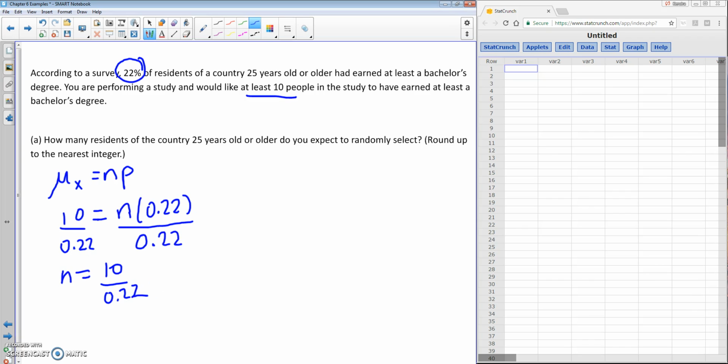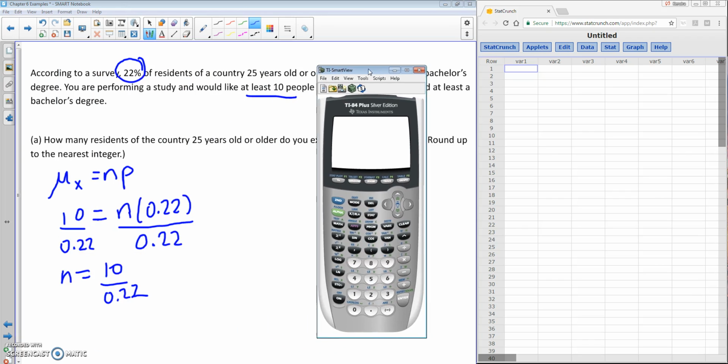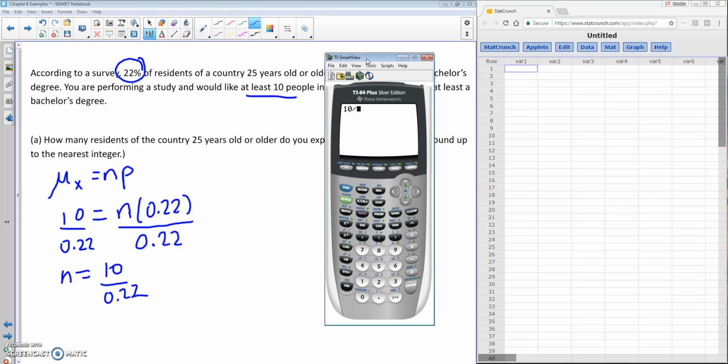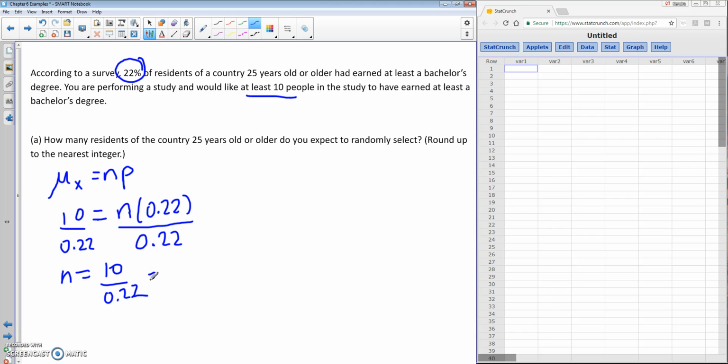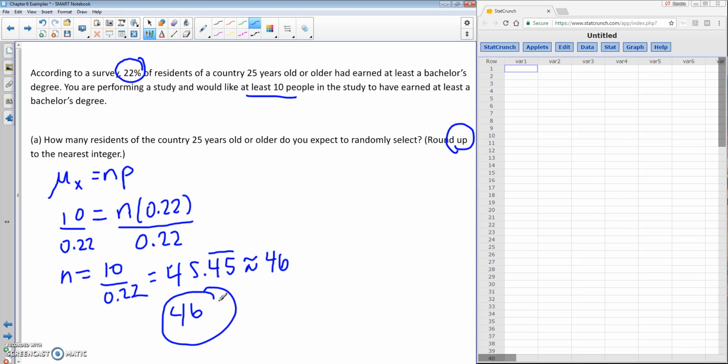Let's see what that is on our calculator. So 10 divided by 0.22, and we get 45.45 repeating, so remember the bar means repeating. And we want to round up to the nearest integer. So this is 45, and typically we would round this to 45, but we round up. So if there's anything here, it goes up to the next integer. So this would be 46. So we would need 46 residents to get that.